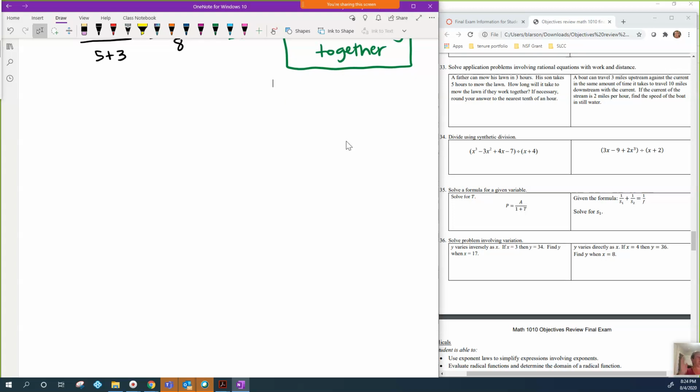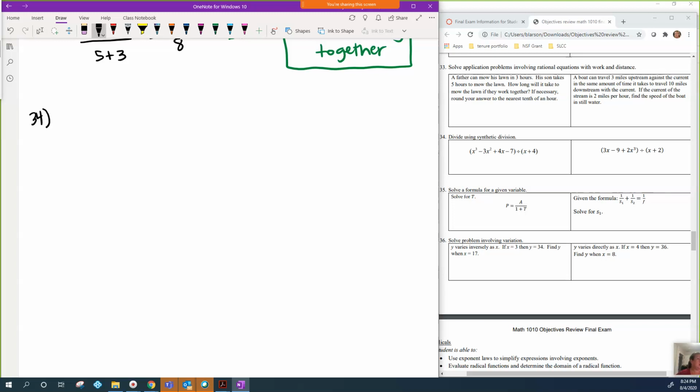Okay. How's everybody feeling about synthetic division? Would you like to work one, like number 34? Anyone? Anyone? Bueller? Okay. Let's try doing 34B, right?